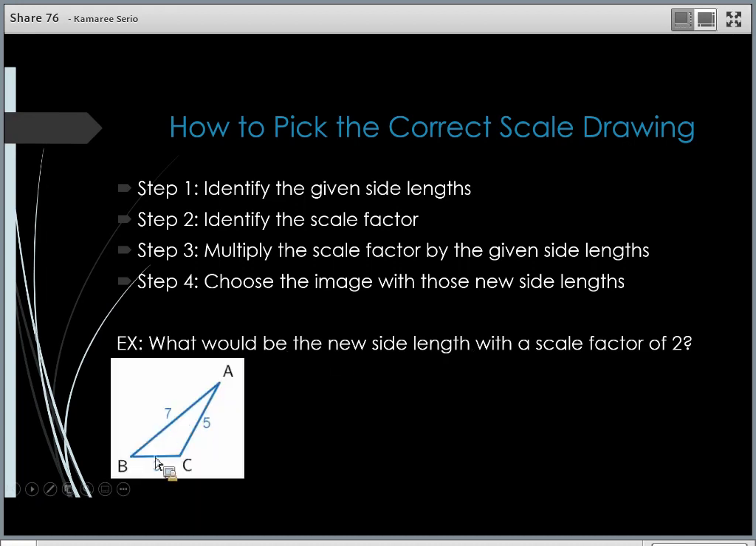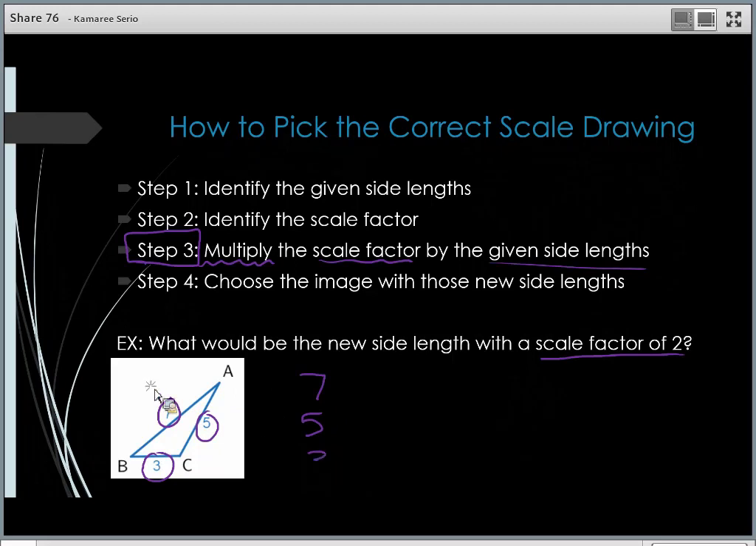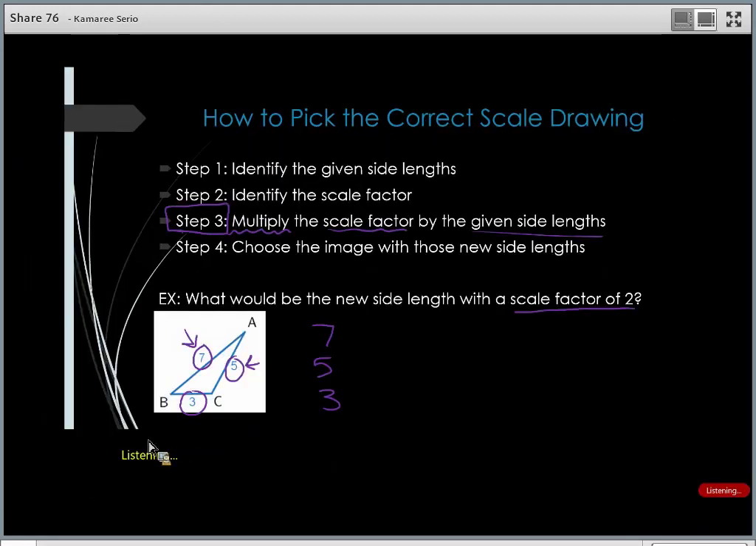So here I have this triangle here. I have 3 numbers on my triangle. I have a 7, I have a 5, and I have a 3. This is my original image. I want to know what the new side lengths will be if I have a scale factor of 2. Okay, so if I look at step 3 right here, it tells me to multiply the scale factor by the given side lengths. So I have a side length 7, side length 5, and a side length 3. All right, 7, 5, and whoops.